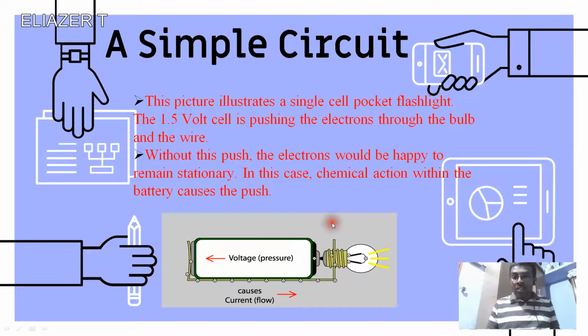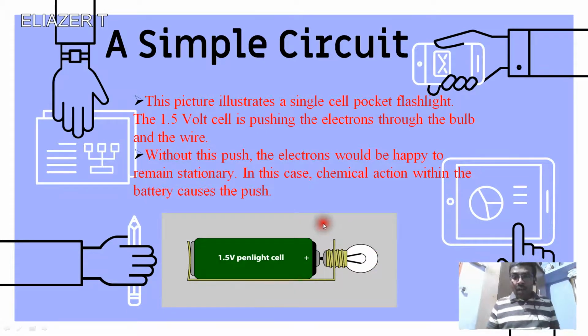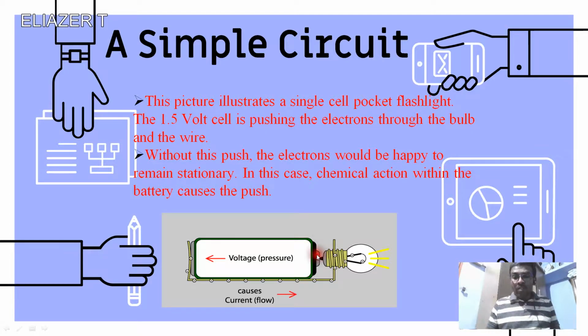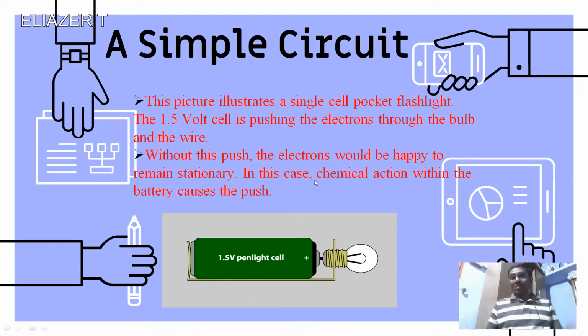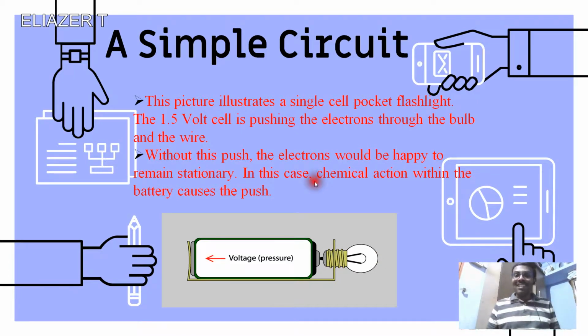So now, how are the charges moved from one place to another, from high potential to low potential? Okay, fine. And then it emits electrical energy here. Without this boost, electrons would be happy to remain stationary. If the electrons are happy to be stationary, there won't be electricity. So this is an animated pictorial representation of the voltage in a simple circuit.